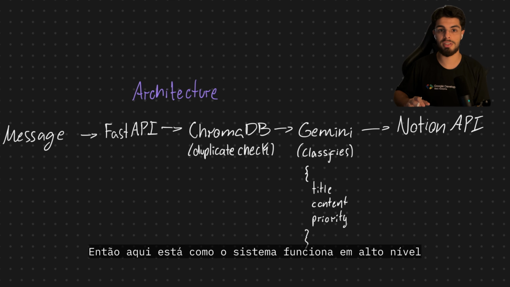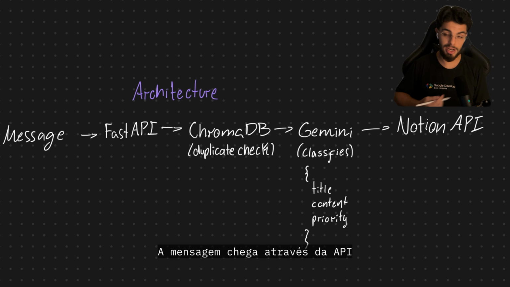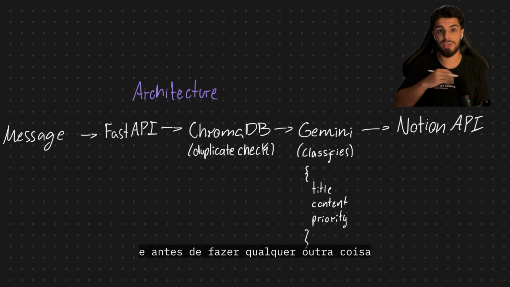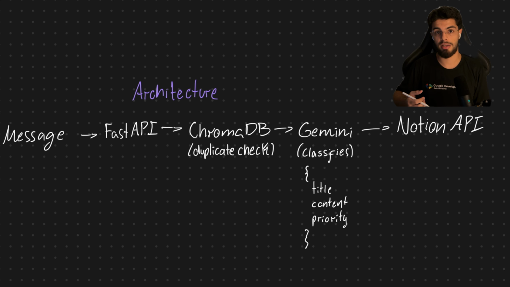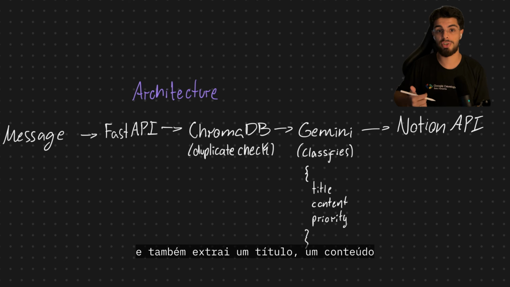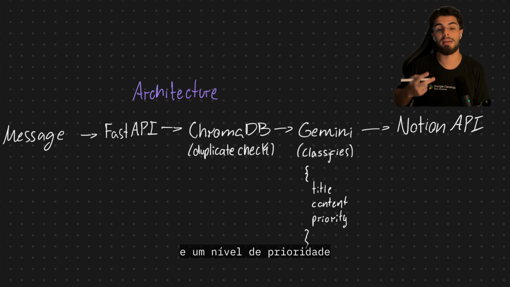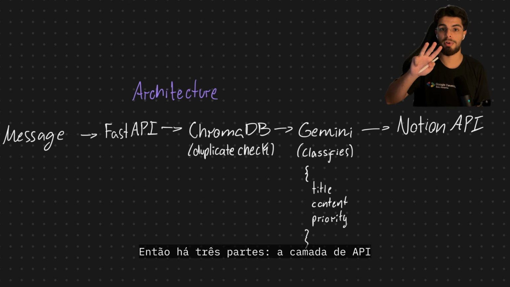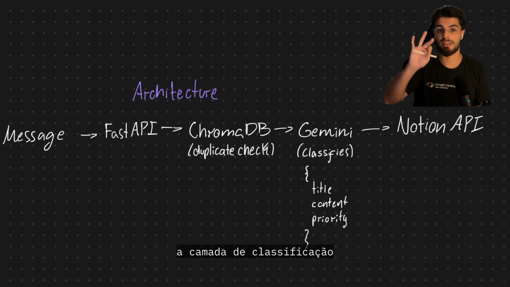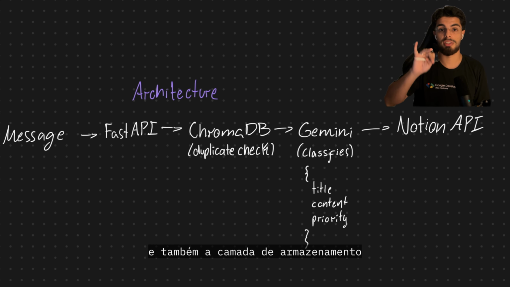So here's how the system works at a high level. The message comes in through the API, and before doing anything else, the system checks if something similar already exists. If it's new, it's sent to Gemini, which classifies it and also extracts a title, a content, and a priority level. Then this structured data is sent to the Notion API. So there are three parts: the API layer, the classification layer, and the storage layer.